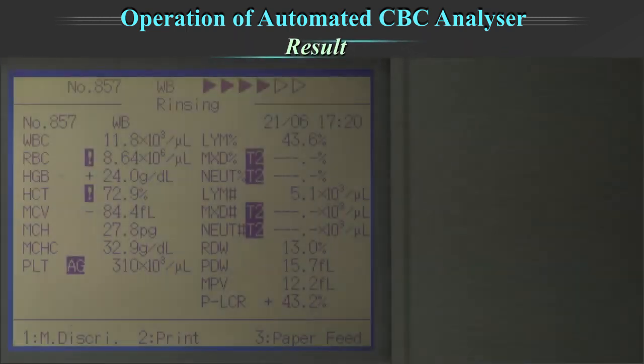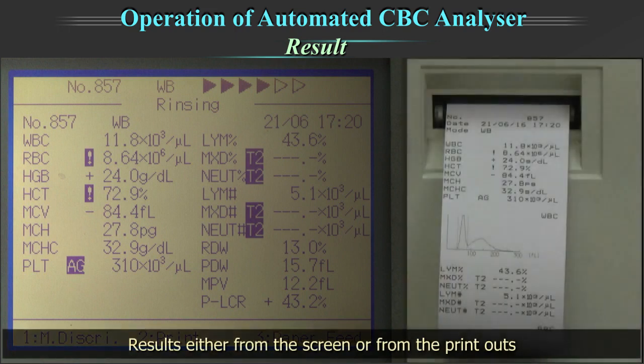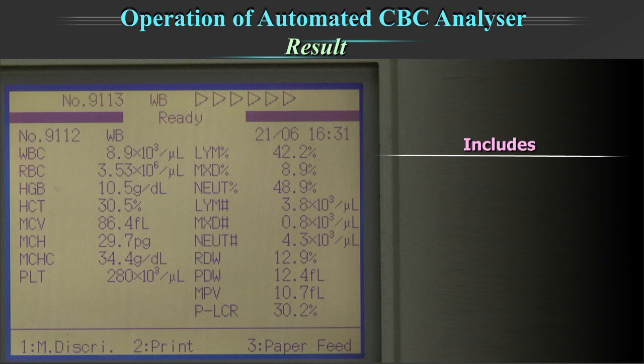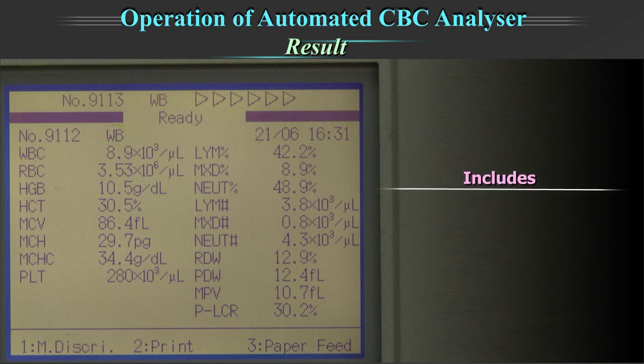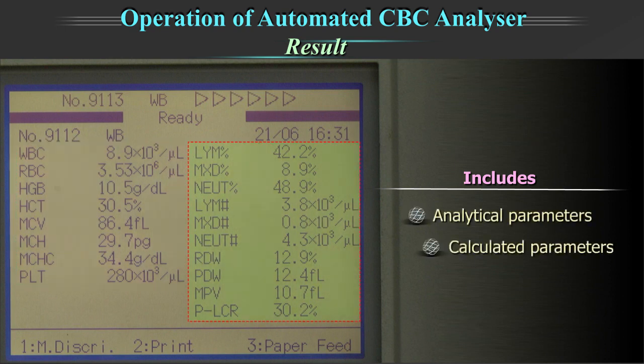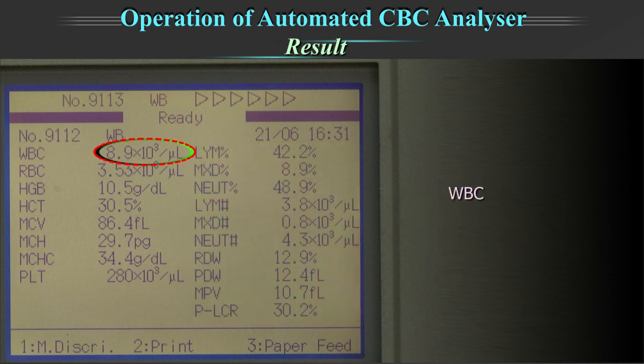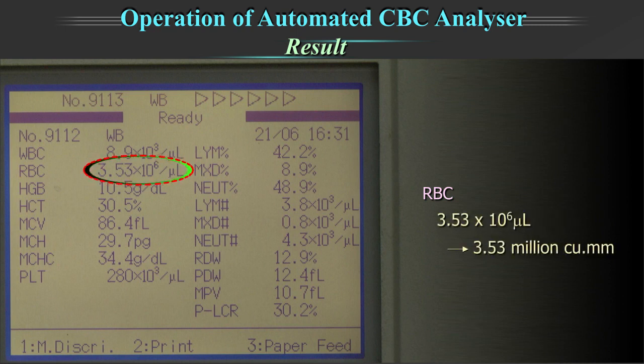Interpretation of results. Go through the results either from the screen or from the printout. The results include patient ID, date, time of processing sample, and mode. The value of parameters, both analytical and calculated parameters, are displayed. Here, the white blood cell count is showing 8.9 into 10 to the power 3 per microliter, which means 8,900 cells per microliter. The red blood cell count is 3.53 into 10 to the power 6 per microliter.